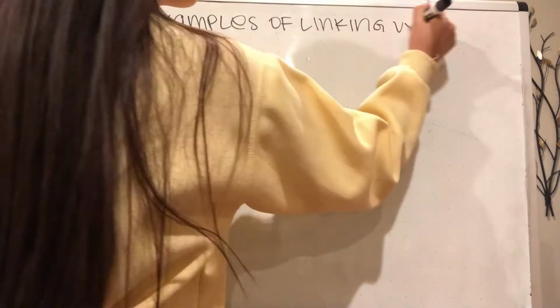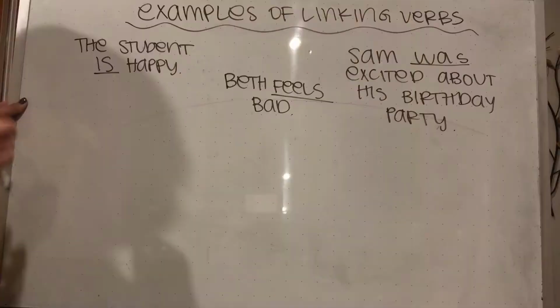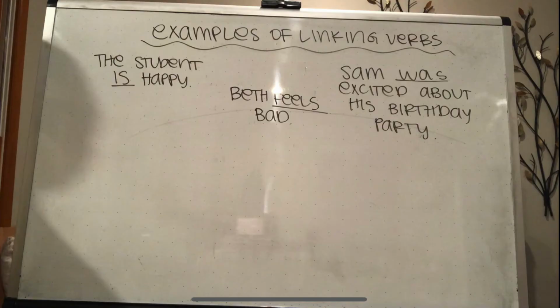For examples of linking verbs, the first sentence is, the student is happy. In this sentence, the noun is the student and the linking verb is "is," because when it's saying the student is happy, it's describing how the student is feeling, which is happy. The next linking verb example would be Beth feels bad, and feels is the linking verb because it's describing the state of being that Beth is in.